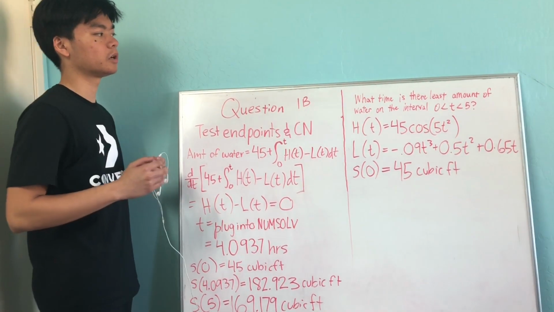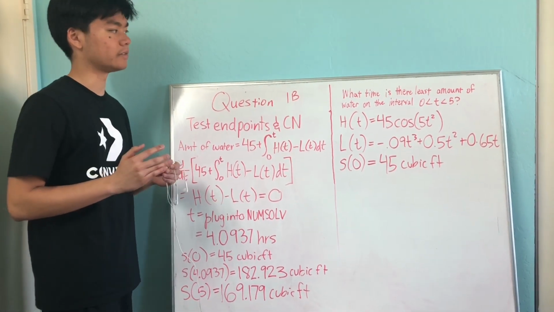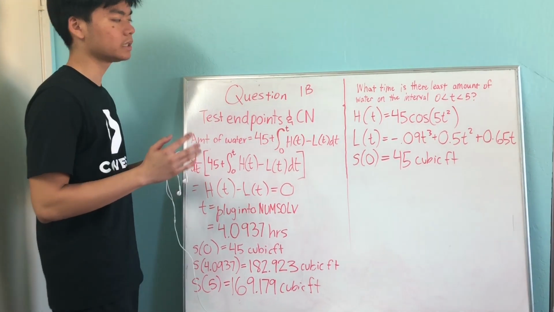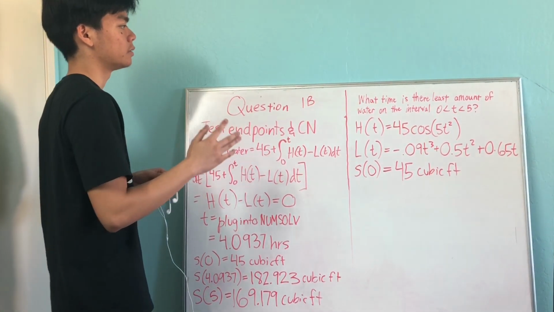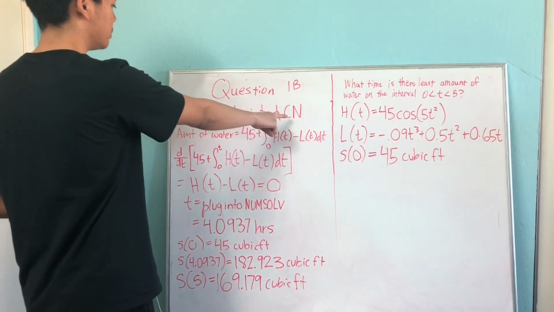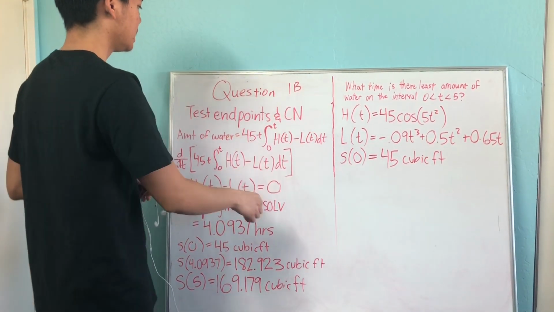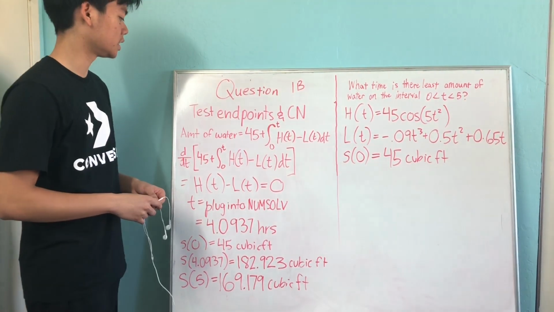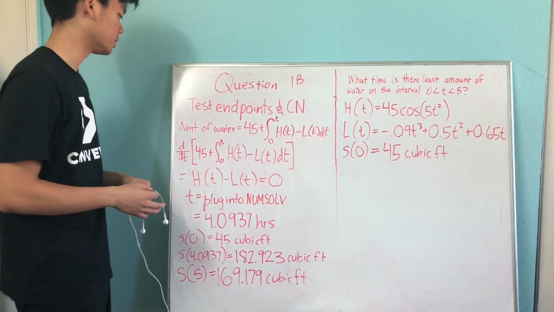Now let's explain the problem. What time is there the least amount of water on the interval 0 to 5 hours? Now, if you do calculus, we know that this is basically asking for the absolute minimum over the time values 0 to 5 hours. And to do that, we need to test the endpoints and the critical numbers. Now, the endpoints are already given as we have 0 to 5 hours. And to test for critical numbers, we have to derive the original function and find out the time value that gives us a potential point.